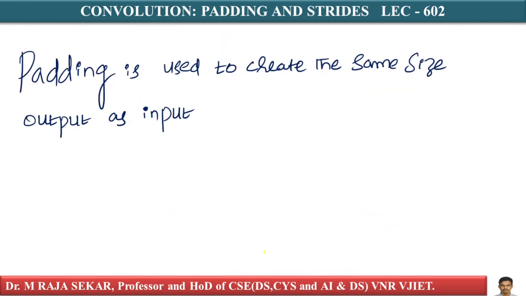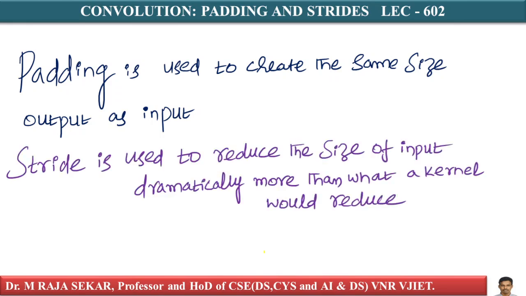What is the basic idea behind padding? Padding is used to create the same size output as input. And what is the purpose of strides? Strides are used to reduce the size of the input dramatically more than what a kernel would reduce, isn't it?